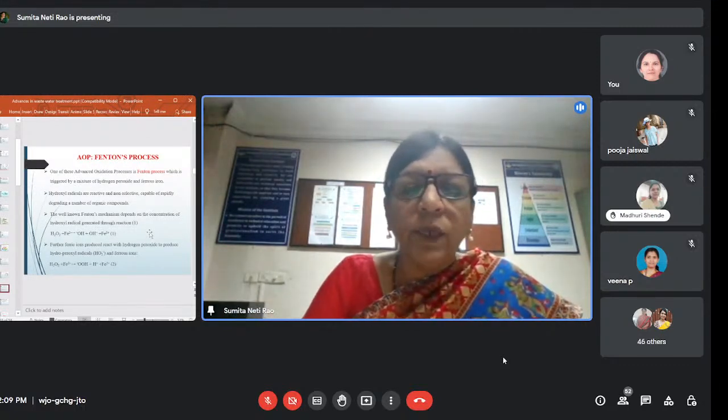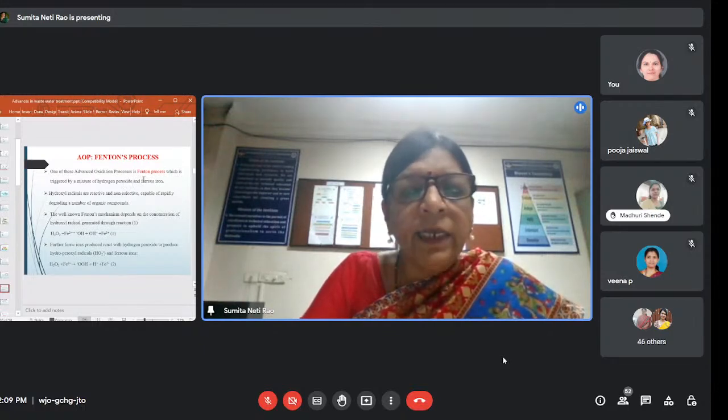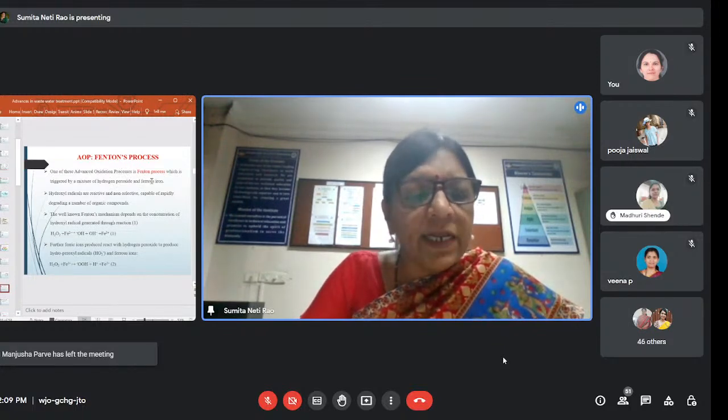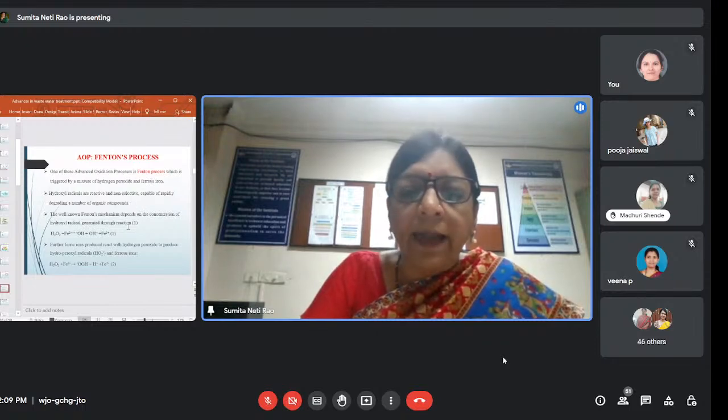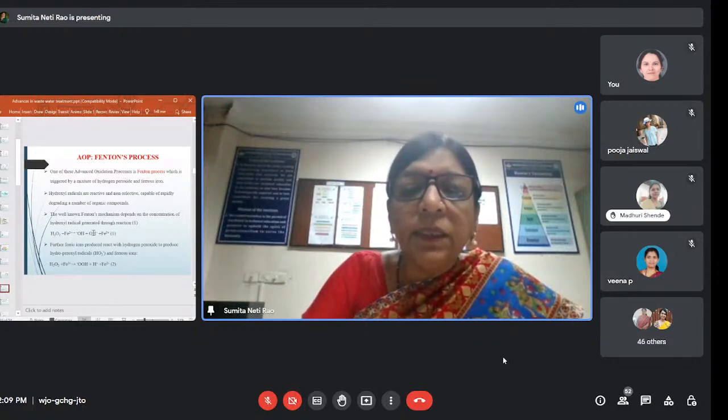Now, Fenton process, what is Fenton process? Fenton process deals with the presence of hydrogen peroxide and ferrous iron. Here, hydrogen peroxide is the source of OH radical, which is generated in the presence of ferrous iron. This ferrous iron is playing the role of a catalyst. If you see here in the chemical reaction, I have written that Fe2+ reacts with H2O2, and it helps in the generation of OH radical, and itself gets converted into Fe3+ ion.